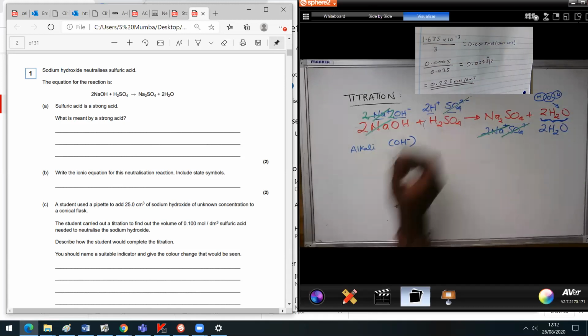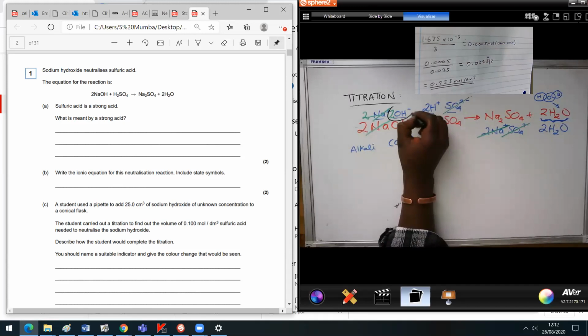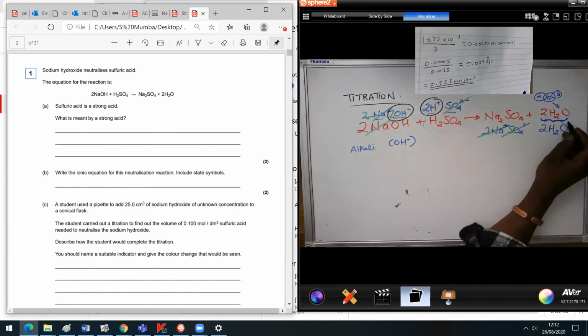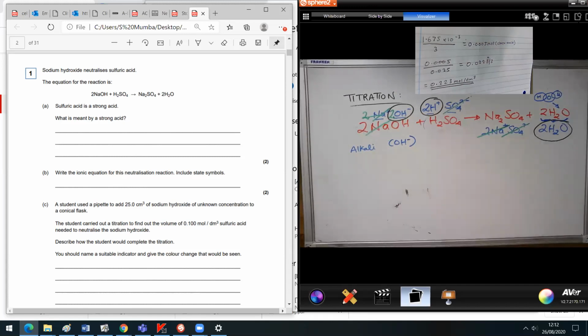So what I remain with now on this side, hopefully you can see that, is this here and this here. The rest of the stuff has been crossed out. So the ionic equation, or the shortened version of what's going on in this reaction, is that 2 hydrogen ions are being accepted by 2 hydroxide ions, which then form water. And this is the equation they're looking for.